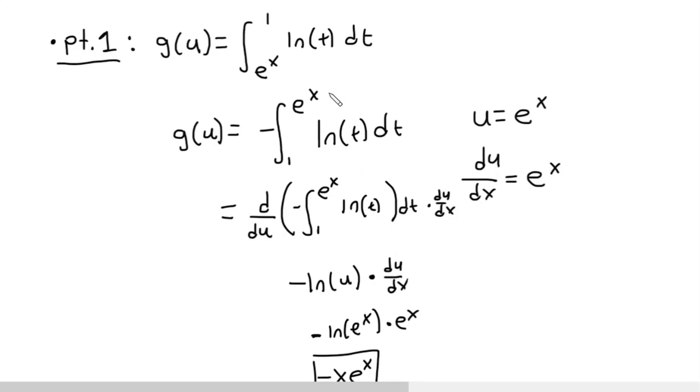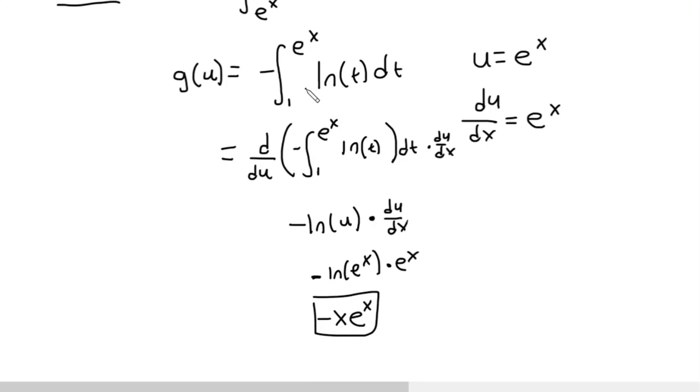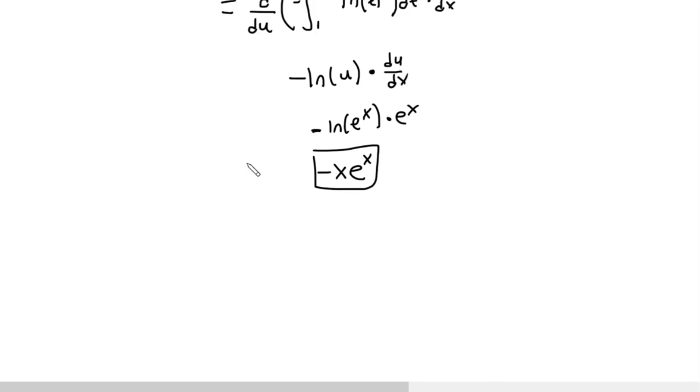All you would do then is plug u in for this function right here, ln of t. So I would just say, okay, negative natural log of u, well, u was e to the x, and then you multiply it by du over dx. So then u was e to the x, so negative natural log of e to the x times e to the x, and that evaluated to negative x e to the x. So that's all there really is for that.